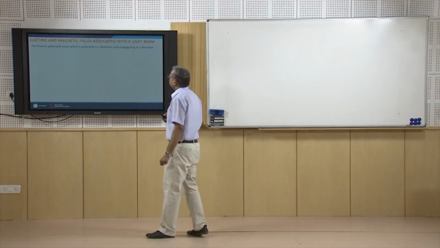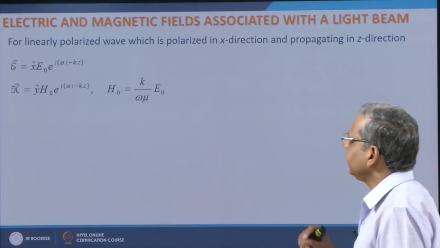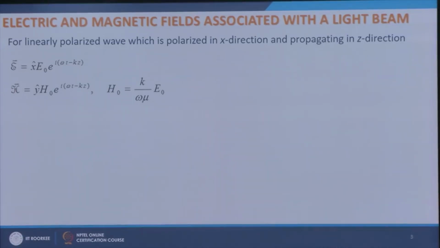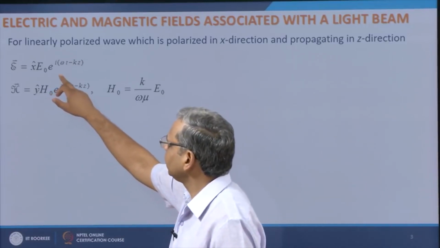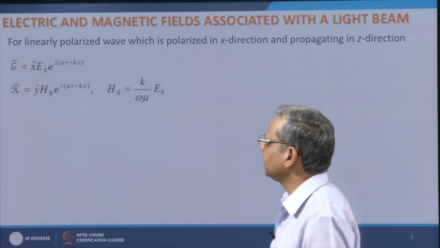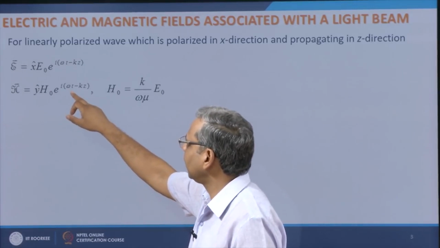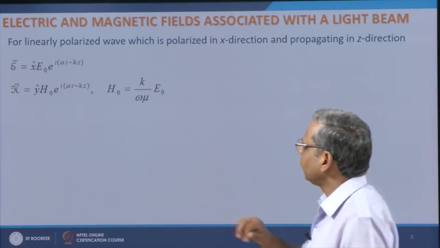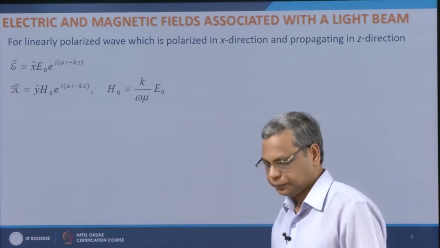So, what are the electric and magnetic fields associated with a light beam? Well, we have seen that for a linearly polarized wave which is polarized along x and propagating along z, I can write the associated electric field as x cap E0 e to the power i(omega t minus kz), and H is equal to y cap H0 e to the power i(omega t minus kz), where the amplitude of H can be related to the amplitude of E by this expression.